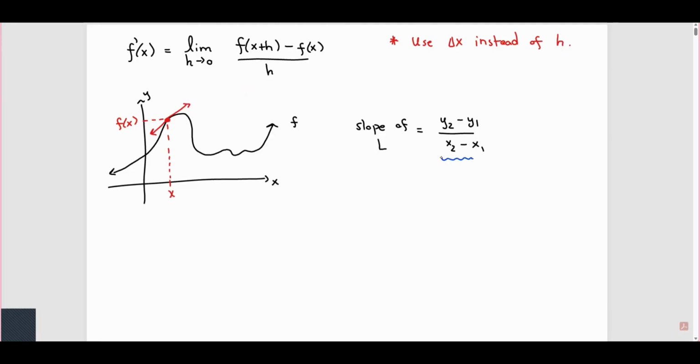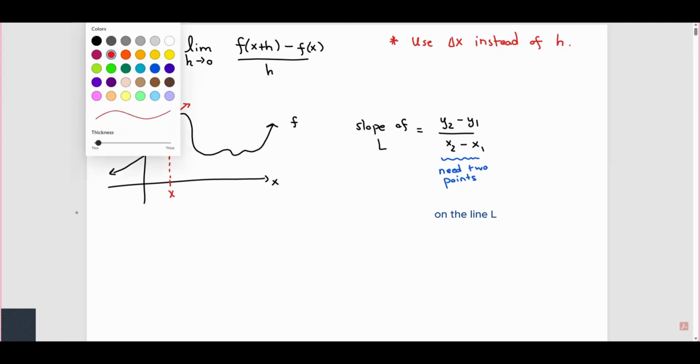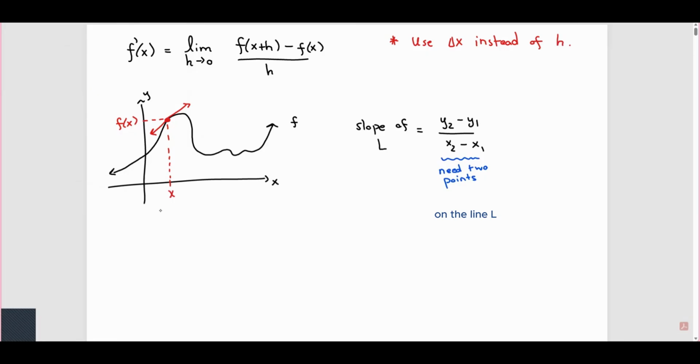So we should notice something here, which is that I'm going to need 2 points to get the slope of a line. So let's call this red dot, I'm going to write it down here. Remember, it's the point x, f of x. Let's call this our x1, y1 to use in the slope formula.